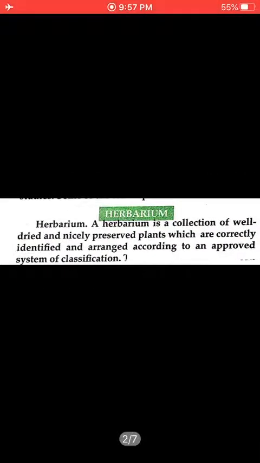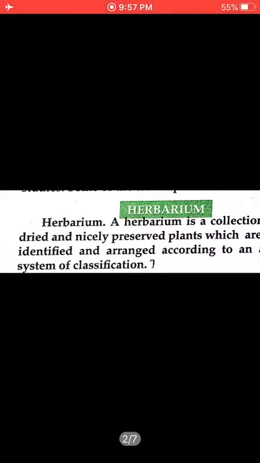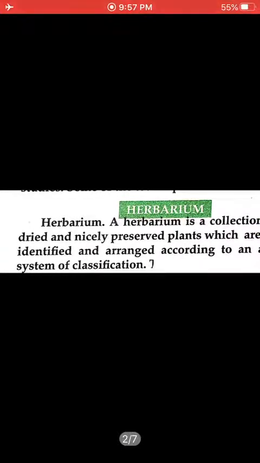The first is herbarium. Herbarium is a collection of dried and nicely preserved plants which are identified and arranged according to an approved system of classification. The approved system of classification we have already studied: kingdom, division, phylum, class, order, family, genus, species. So first the specimens are collected, and those collected specimens are used for further study on the basis of it.